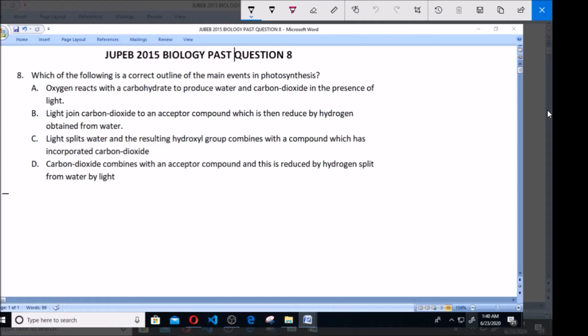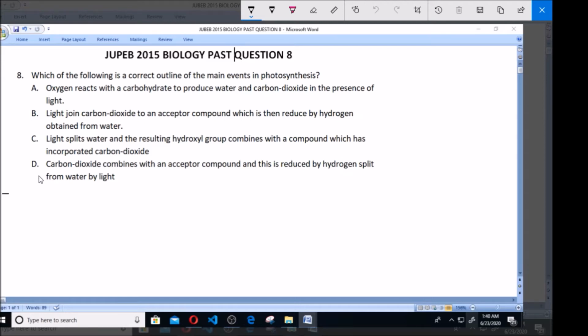A. Oxygen reacts with carbohydrates to produce water and carbon dioxide in the presence of light. B. Light joins carbon dioxide to an acceptor compound which is then reduced by hydrogen obtained from water. C. Light splits water and the resulting hydroxyl group combined with a compound which has incorporated carbon dioxide. D. Carbon dioxide combined with an acceptor compound and this is reduced by hydrogen split from water by light.